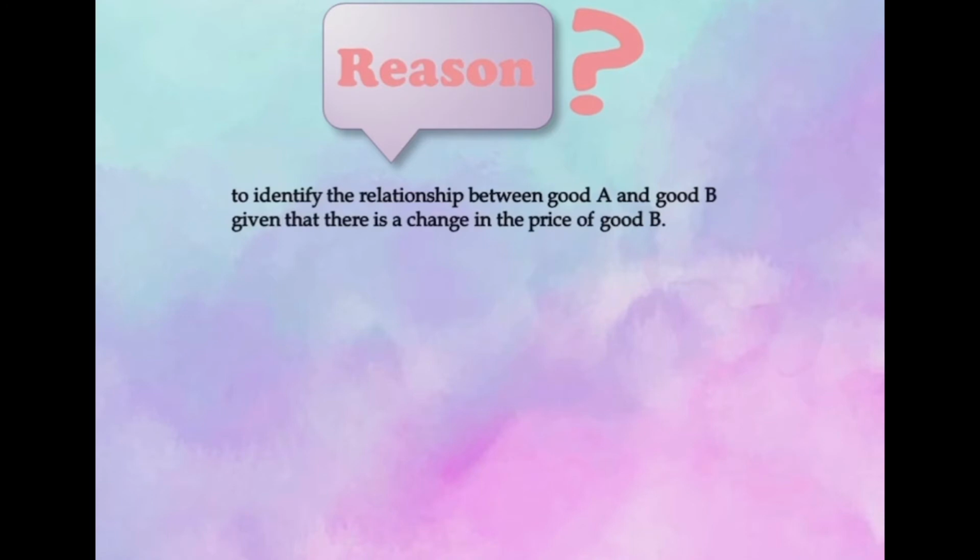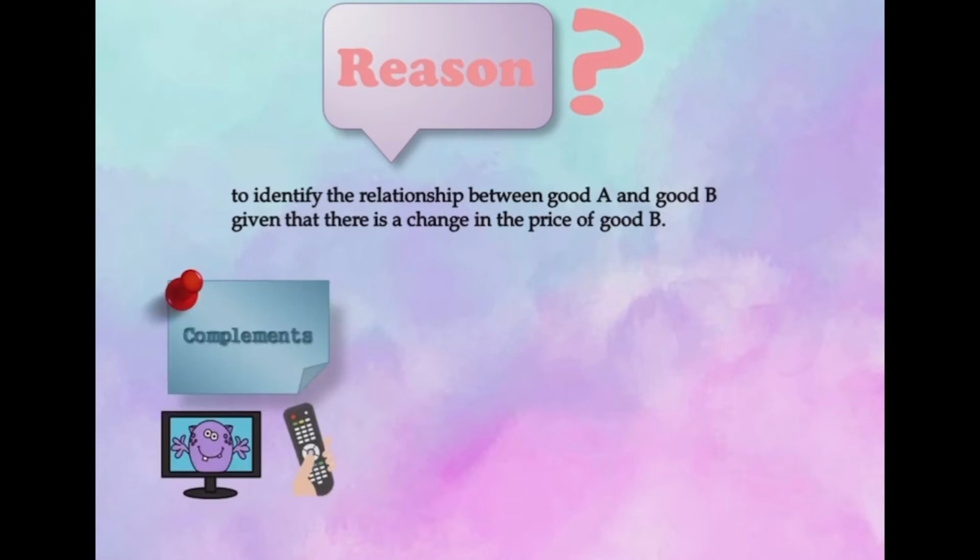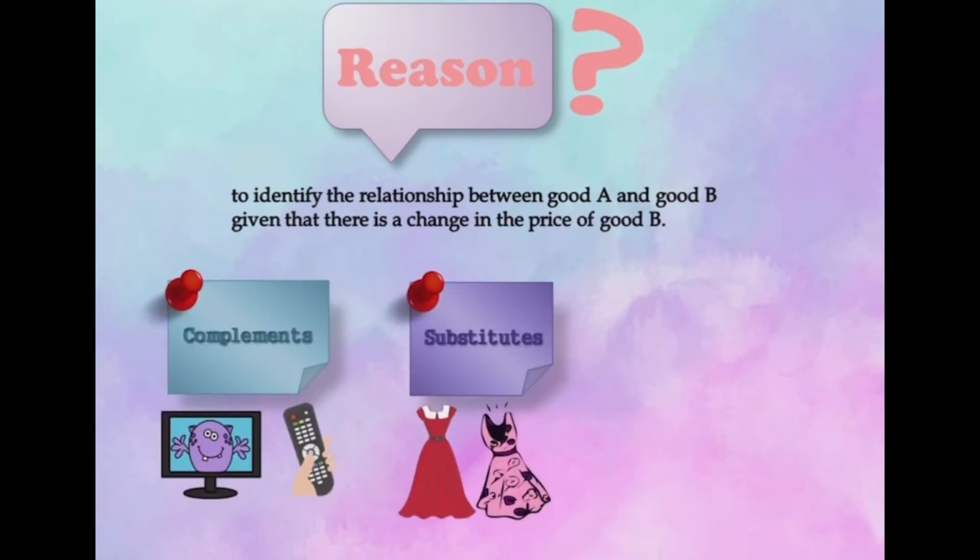Next, about the reasons why we must know about the cross elasticity of demand. It is to identify the relationship between good A and good B, given that there is a change in the price of good B. The relationship has three types: first the complement, second the substitute, and third not related.